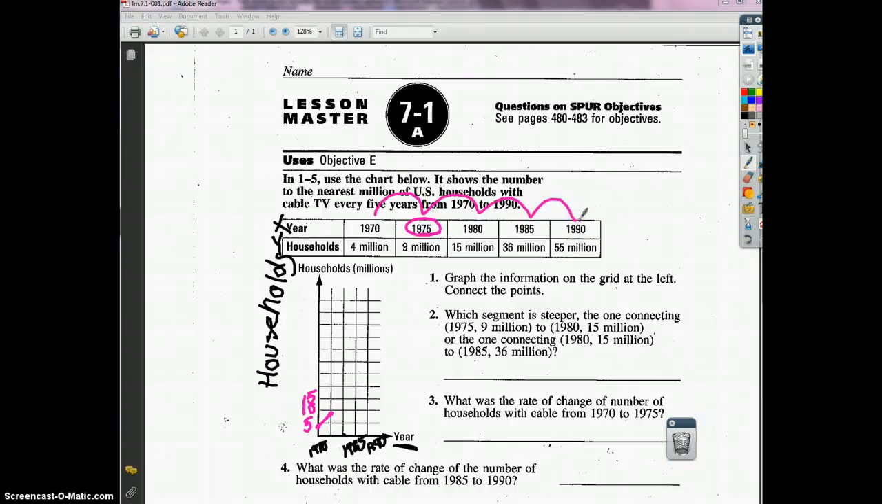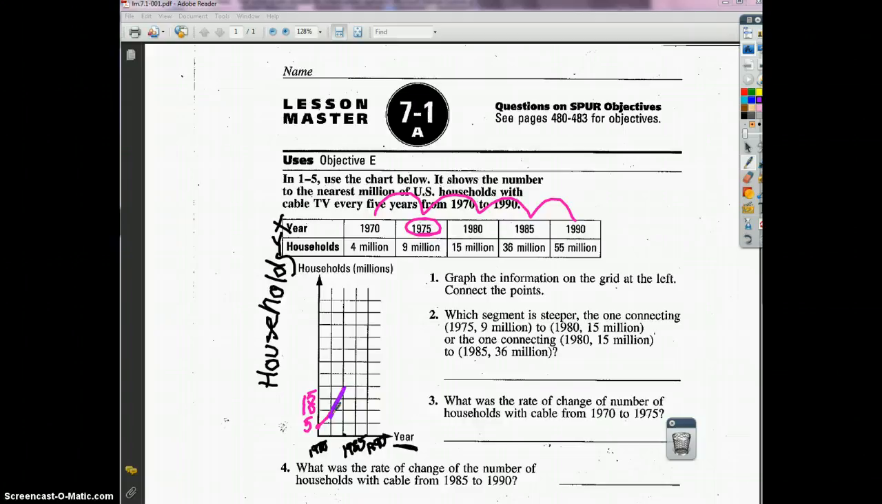Which segment is steeper, the one connecting 1975 to 9 million or 1980 to 15 million, or the one connecting 1980 to 15 million to 1985? So whatever you come up with, I am making this up, but if it was like this, this would be the line you are looking at, between here and here. That's probably not what your line looks like.